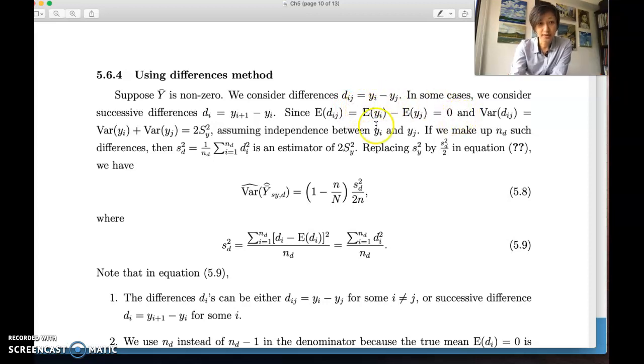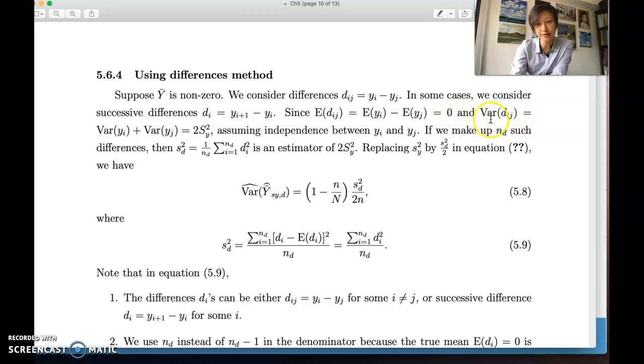In some cases, we can look at the successive difference or we can look at the collapsed difference. If we consider successive differences, di is equal to the difference between the yi plus 1 minus the yi data. And then we know that the expected value of yi is equal to the expected value of yi plus 1 because they are all from the same population. So in this case, the expected value of the differences is indeed equal to 0.